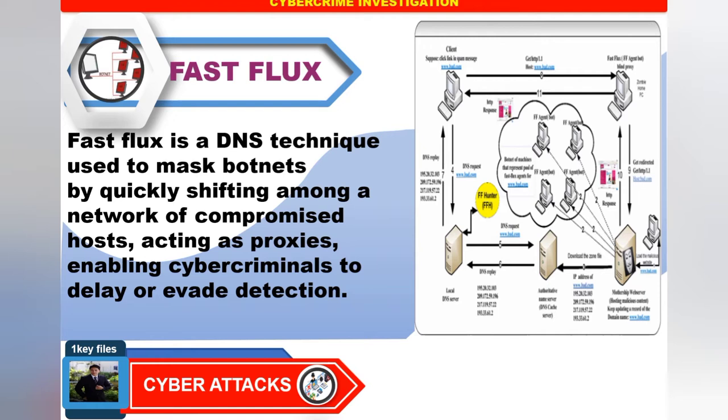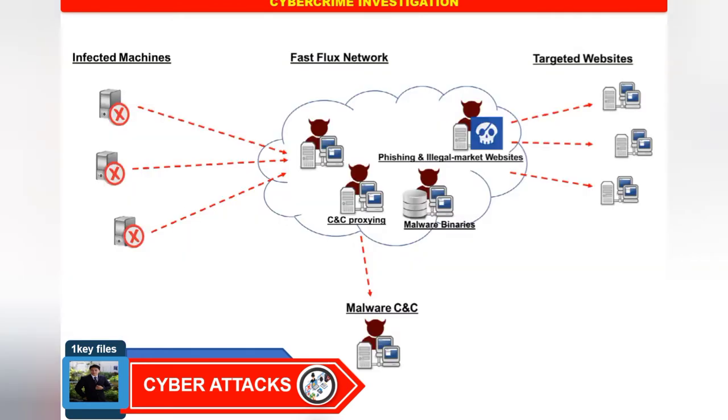To explain how fast flux works and to provide background, for example, Mr. Alpha compromises the computer of Mr. Bravo and builds a botnet. He made a domain name that can be easily remembered and understood by Mr. Bravo as user. So Mr. Alpha created a domain name as Millionario Bank, which has an IP address of 34.103.301.103. That is only an example. So this is an example of how a fast flux network works.